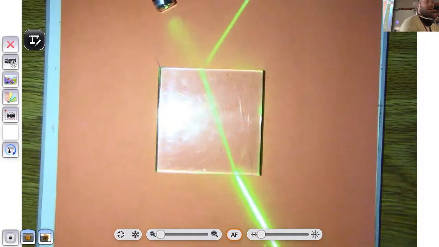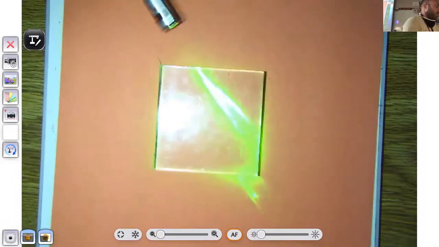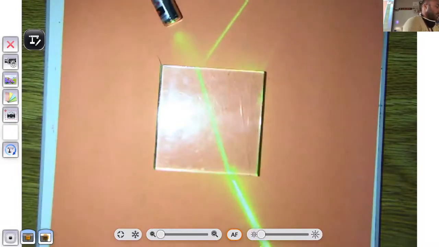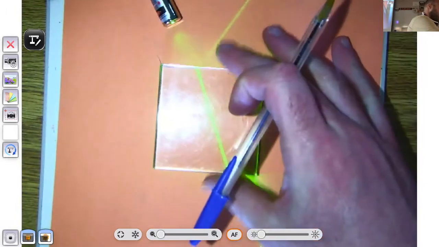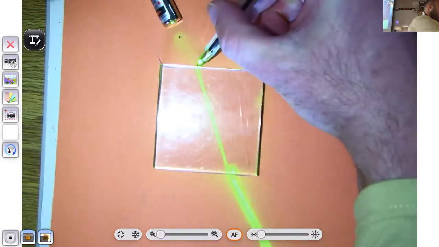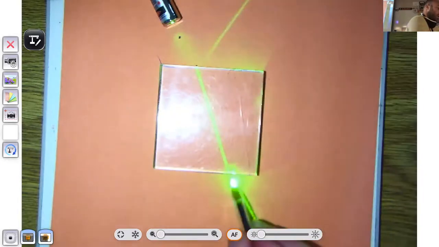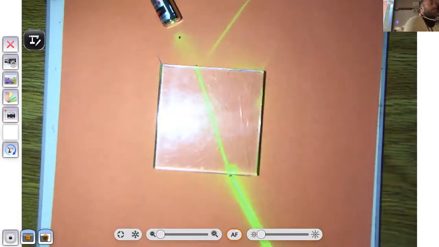Awesome. You guys see that? Here's what I'm going to do. With my pen, I am going to make a couple of points. Make a point right here. Point right there. Point right there. And a point right there.